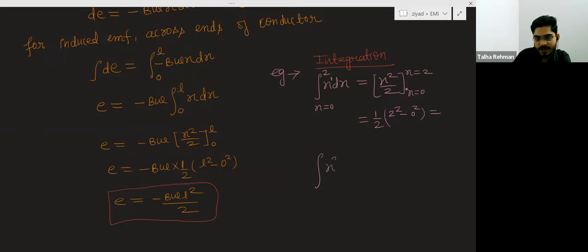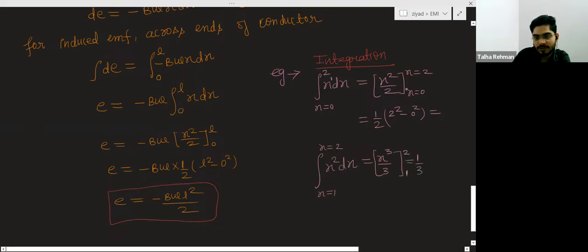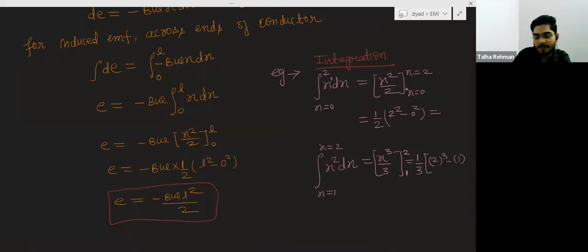Suppose this is given: x square into dx, limit of x equal to 1 to x equal to 2. Here it is x square, so you will increase the power, x cube, and divide by 3. X cube by 3. And you will apply the limit 1 to 2. Now this will be 1 by 3, and you will put here 2 cube minus 1 cube, upper limit minus lower limit. So accordingly you can solve this. That's how I have solved this equation.